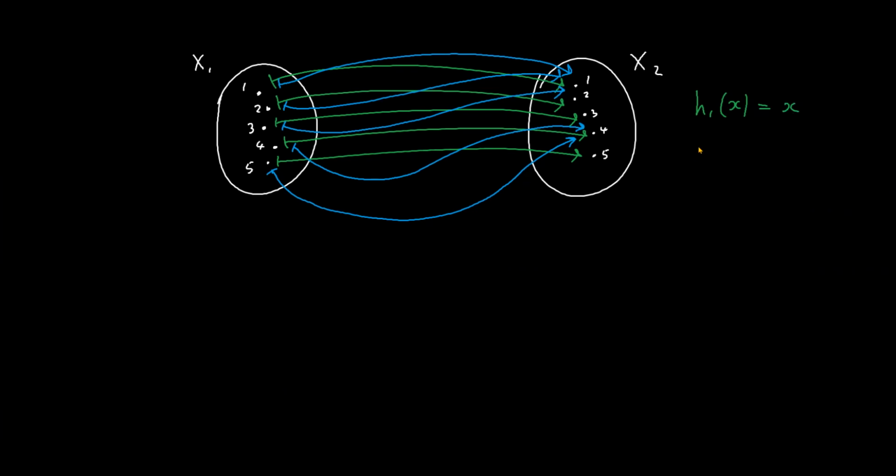And what about h2? h2 of numbers from 1 to 3 equals 1. So h2 of x equals 1 when x is 1, 2, or 3. And it equals 4 when x is 3, 4, or 5.